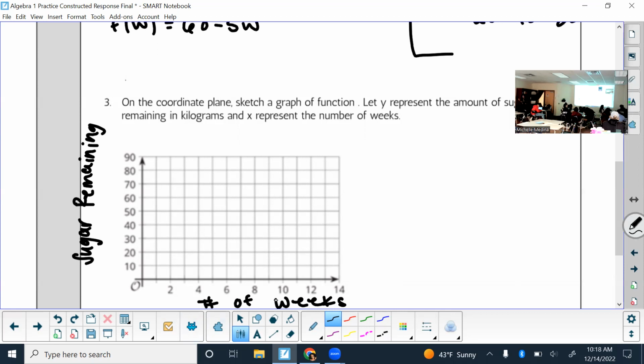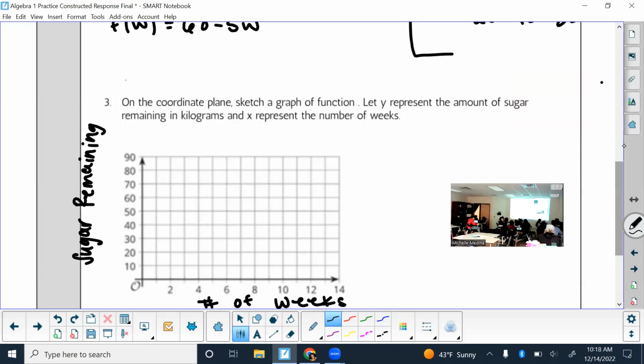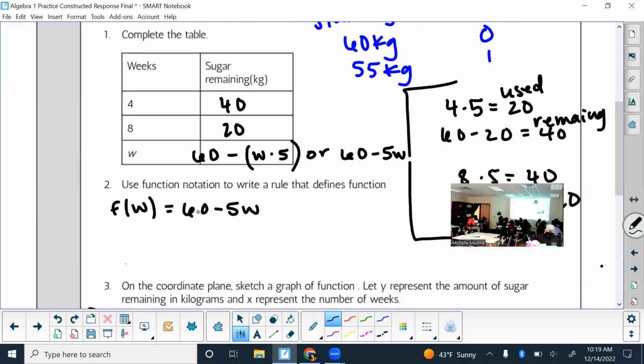Since we already have a table with some values, I'm just going to make it easy and use those. But notice the way that it's written, it is a linear function. 60, your starting amount, would be your y-intercept. And then the negative 5 would be your slope, because it is in the form mx plus b. It might not look like it because they're blocked, but it is. But again, we have a table, so I'm just going to use those.